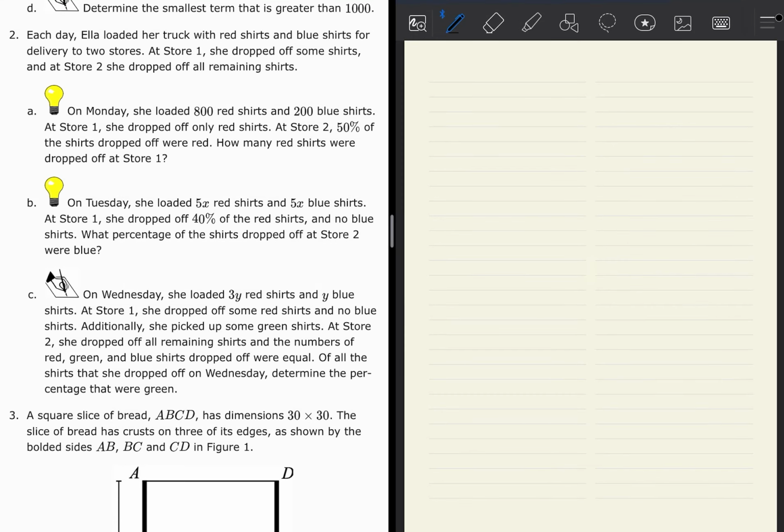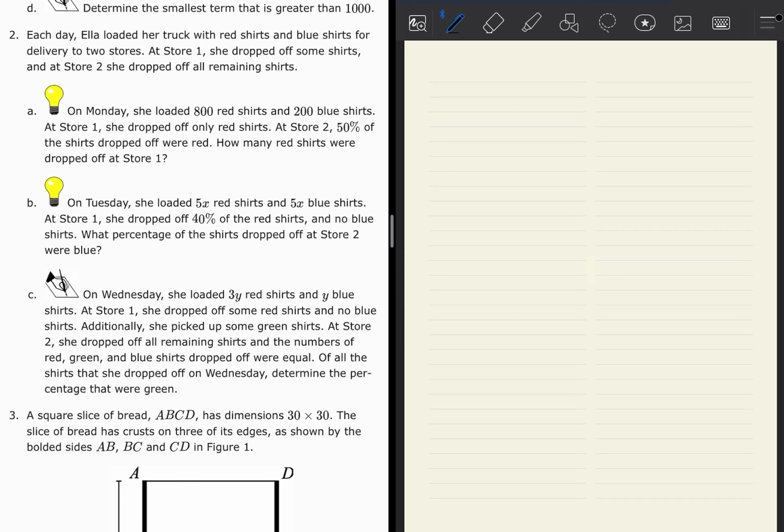Now let's move on to question 2. In question 2 we have this one. Each day Ella loaded her truck with red shirts and blue shirts for delivery to 2 stores. At store 1 she dropped off some shirts, and at store 2 she dropped off all the remaining shirts.